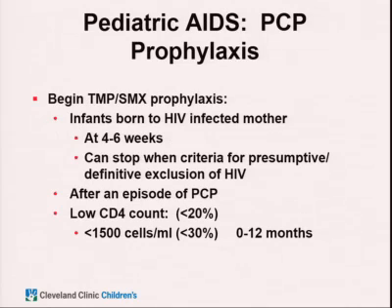PCP prophylaxis is still very important. We usually begin Bactrim prophylaxis at 4 to 6 weeks of age. However, you can stop this when criteria for presumptive or definitive exclusion of HIV has been met. Certainly after an episode of PCP, you want to continue prophylaxis and for low CD4 counts and percentages.